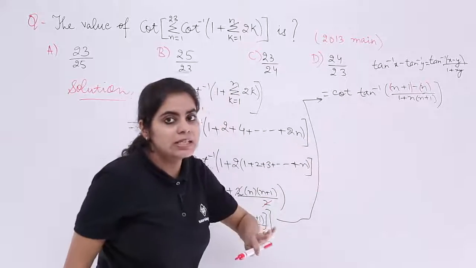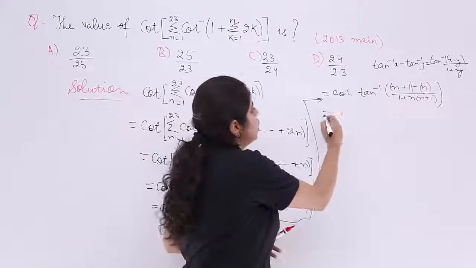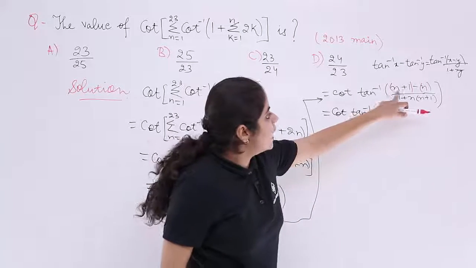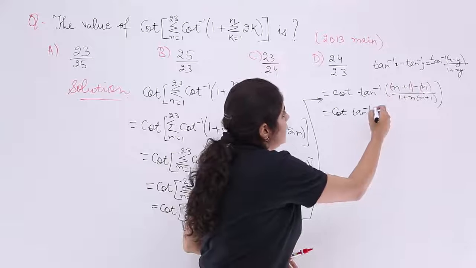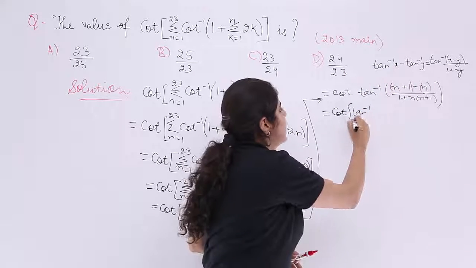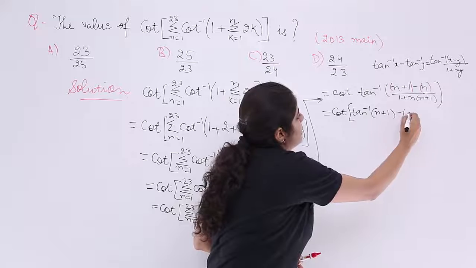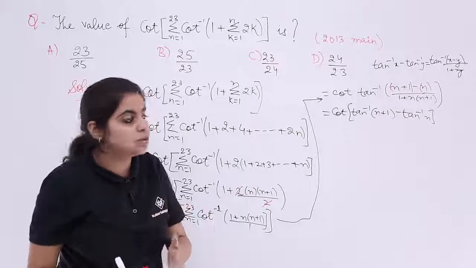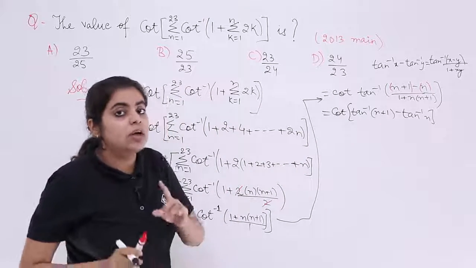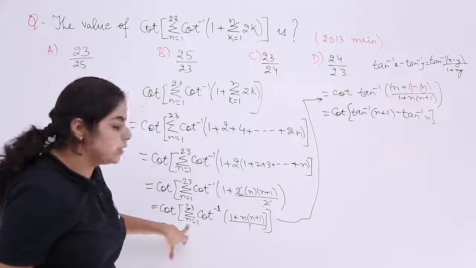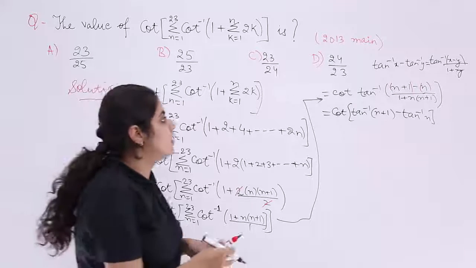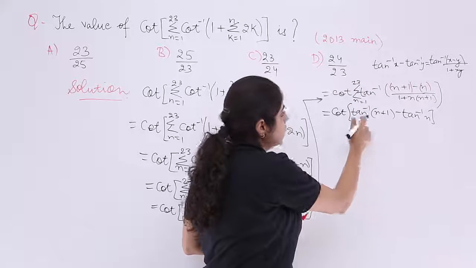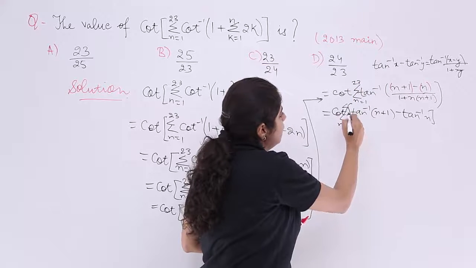So we have the right hand side of the formula, we'll be getting the left hand side, cot outside, tan inverse inside, it is n plus 1 minus n. So it is tan inverse x minus tan inverse y. You're getting this? What we are doing is, we have the right hand side of the formula, we are getting the left hand side. We have the summation as n is equal to 1 to 23, you see here. Let's not forget the summation, n is equal to 1 to 23. Here also the summation, n is equal to 1 to 23.